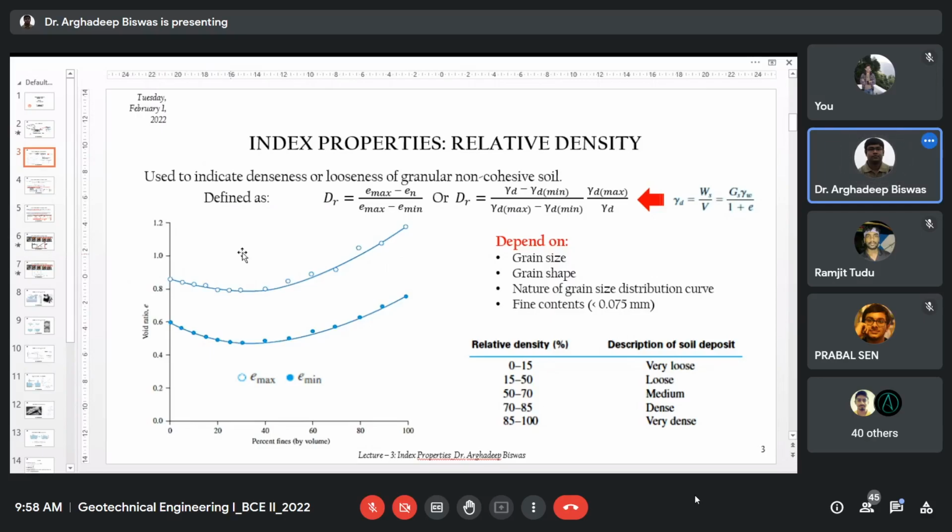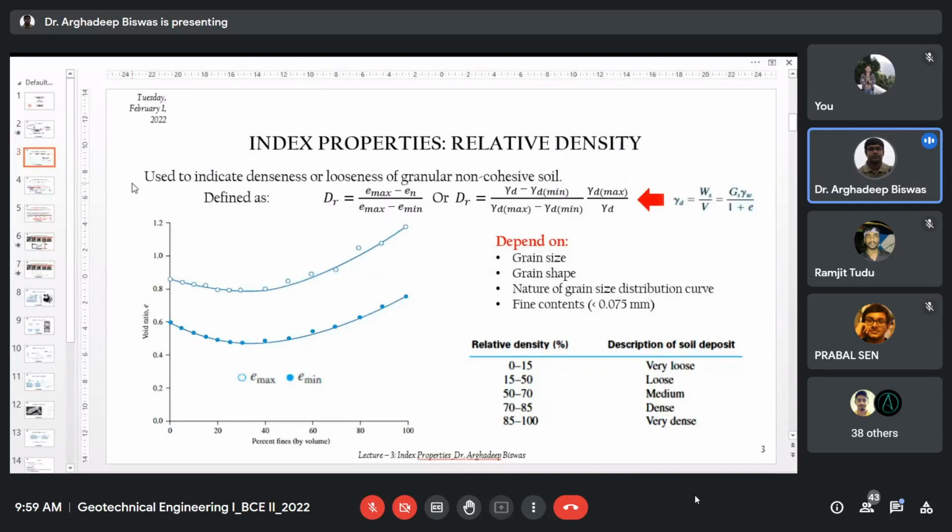Here the relative density is represented by Dr. Sometimes it is represented by R suffix D, but mostly it is represented as D for density, suffixed r for relative. It is used to indicate the denseness or looseness of granular non-cohesive soil. It is derived as Dr equals e max minus e natural, divided by e max minus e min.